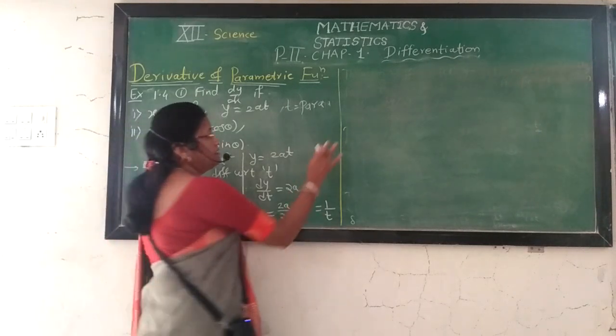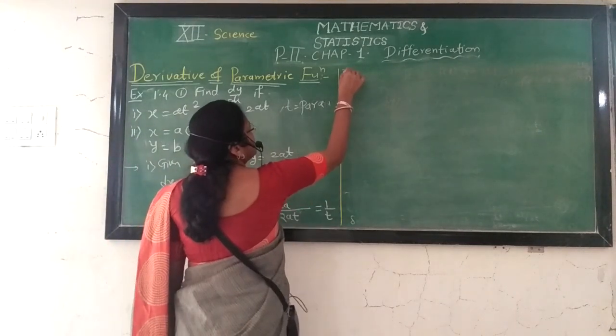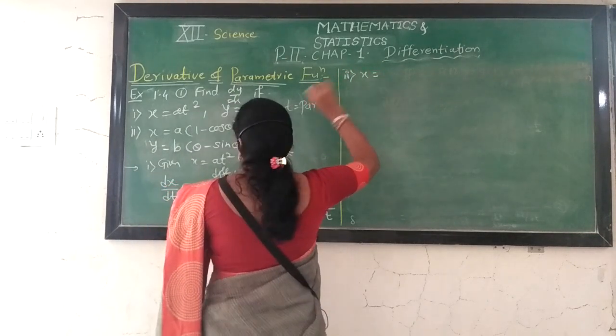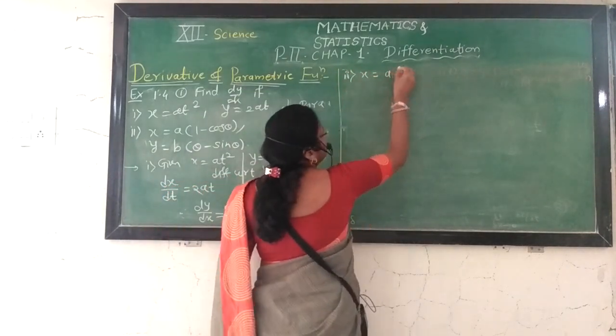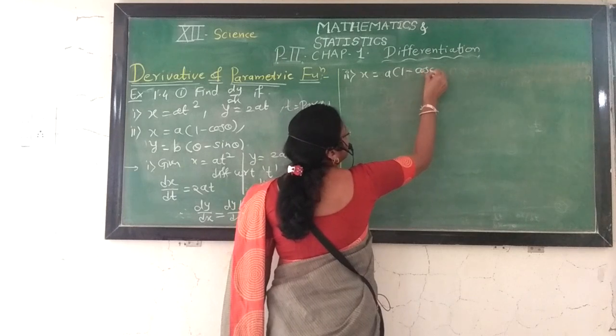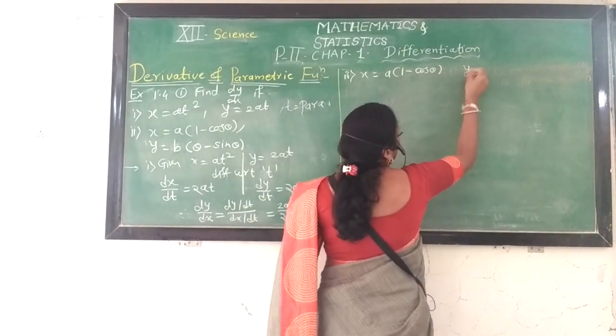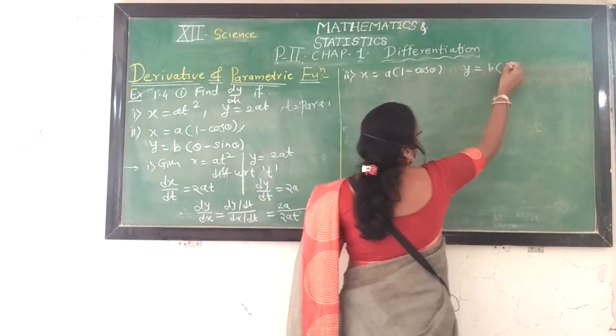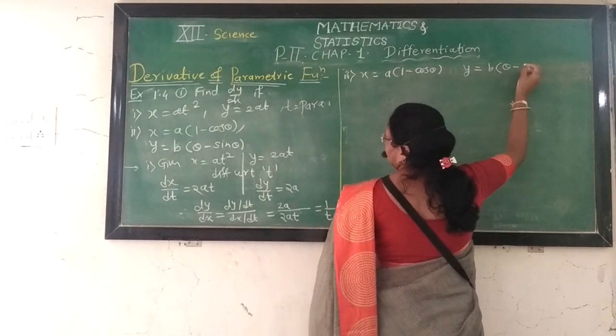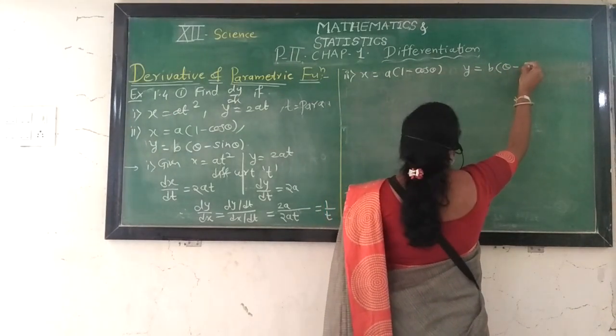Now for the second question, given that x is equal to a into 1 minus cos theta and y is equal to b into theta minus sin theta.